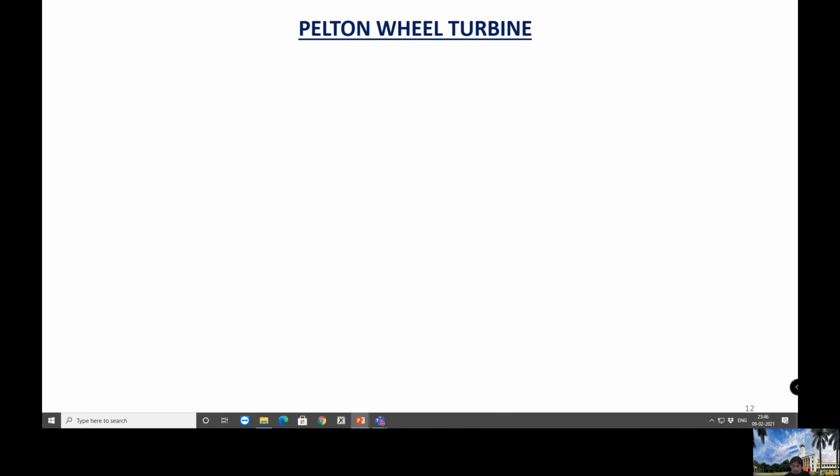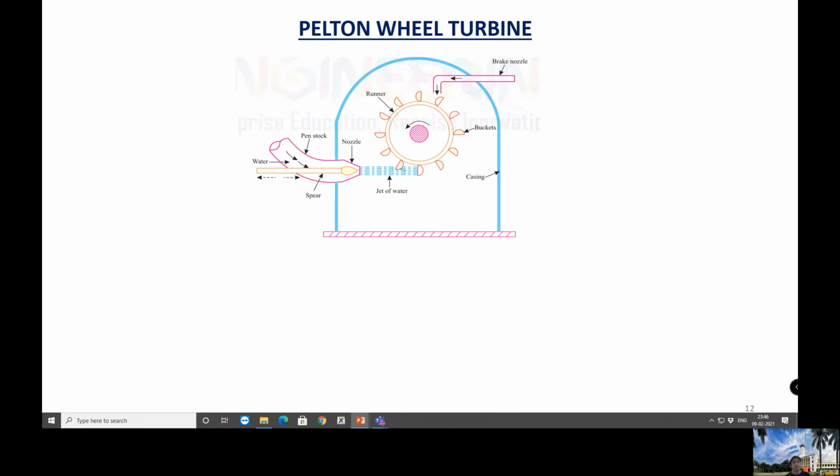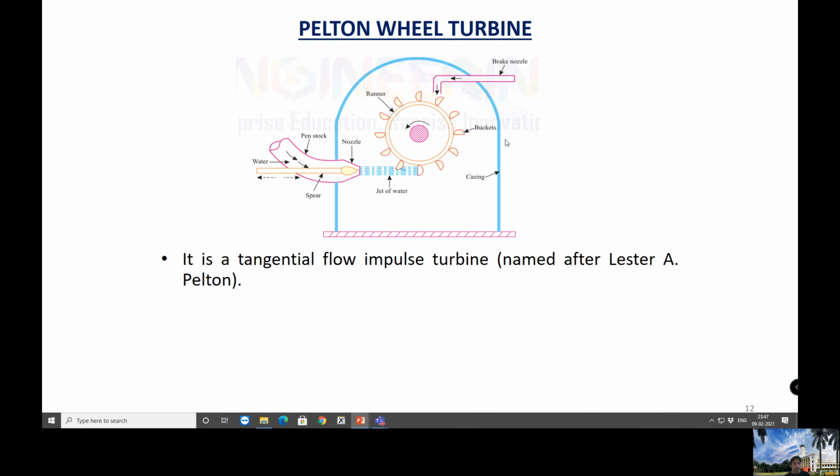All right. So now we are coming to the topic of today's experiment, that is the Pelton wheel turbine. What is that? The Pelton wheel turbine looks something like this. We are going to study what each of these components is. So first of all, the classification. The Pelton wheel turbine is a tangential flow impulse turbine, and it is named after Lester A. Pelton. So tangential and impulse turbine.